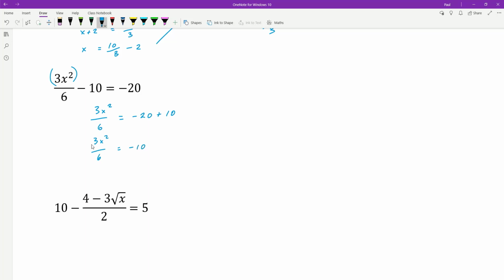Now, because that's still an expression over a big long division line, you've got divide by 6, so on the other side will be times by 6. So 3x squared is going to be equal to minus 10 times by 6, which is equal to minus 60, negative and a positive. So 3x squared is equal to minus 60, I should say.